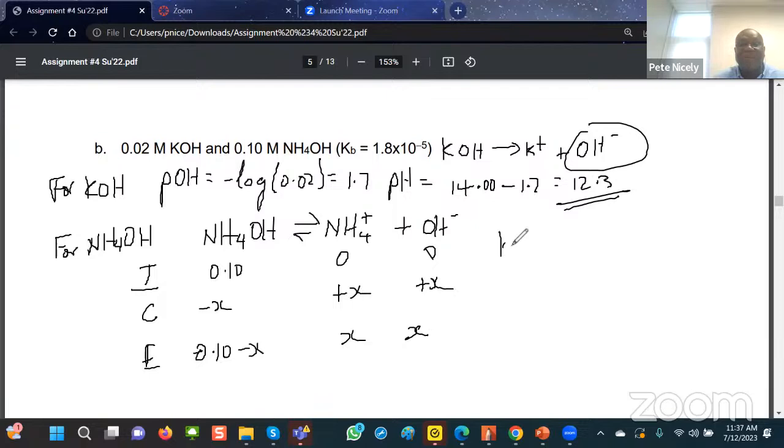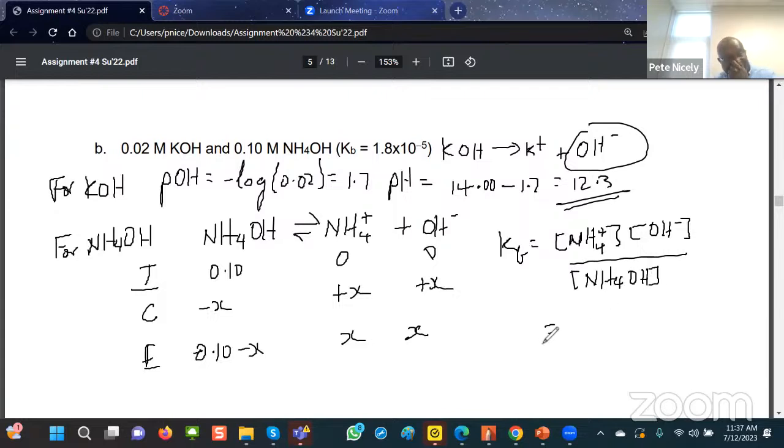So the Kb expression is going to be equal to the concentration of NH4 plus times the concentration of OH minus divided by the concentration of NH4OH.